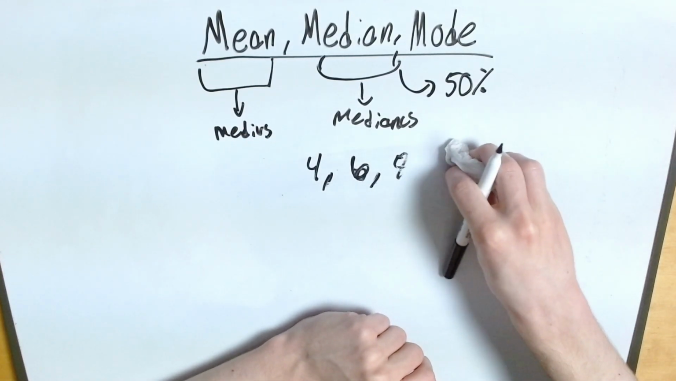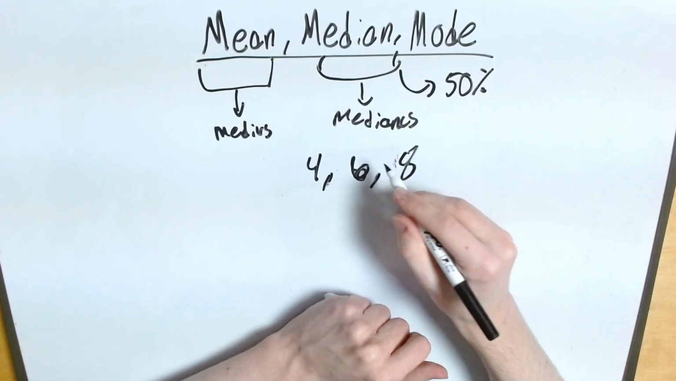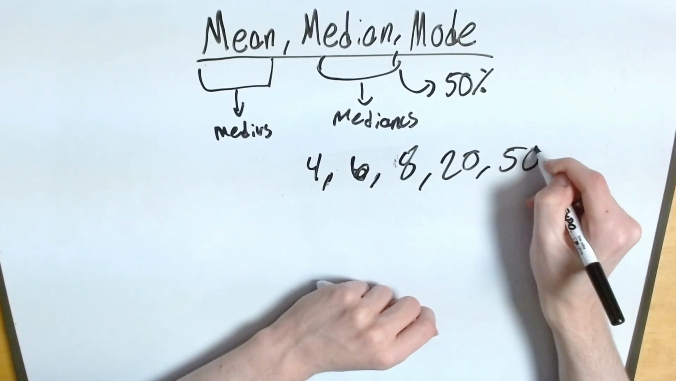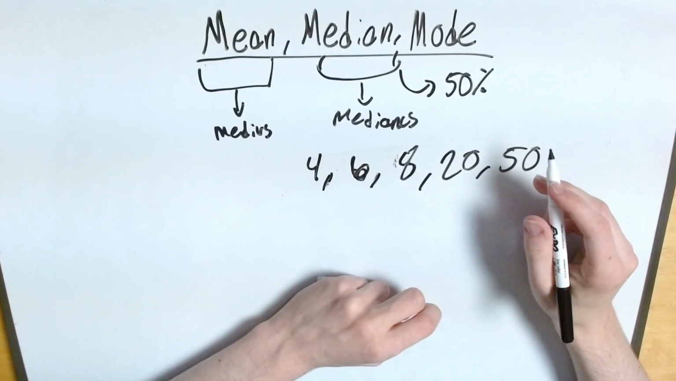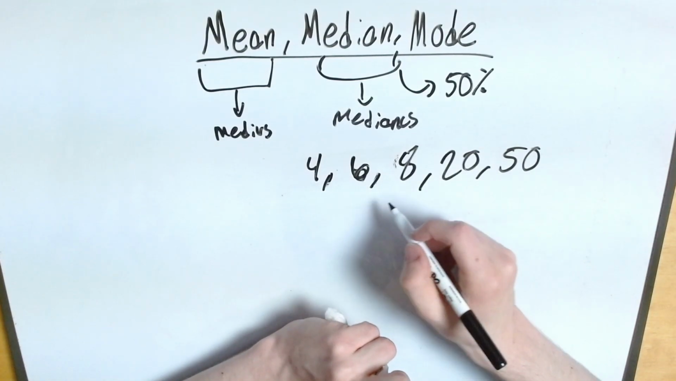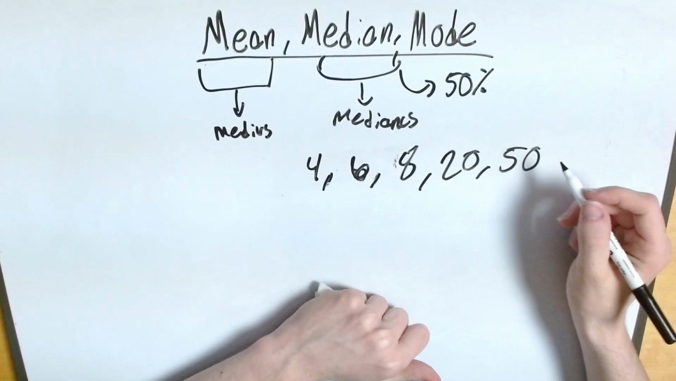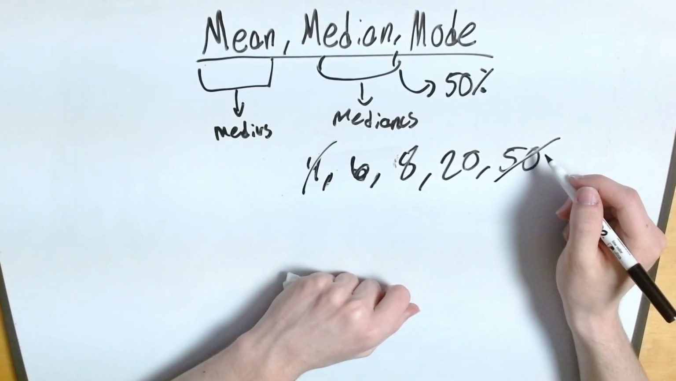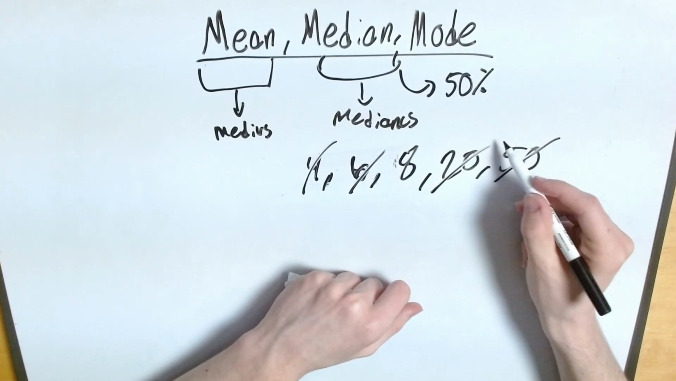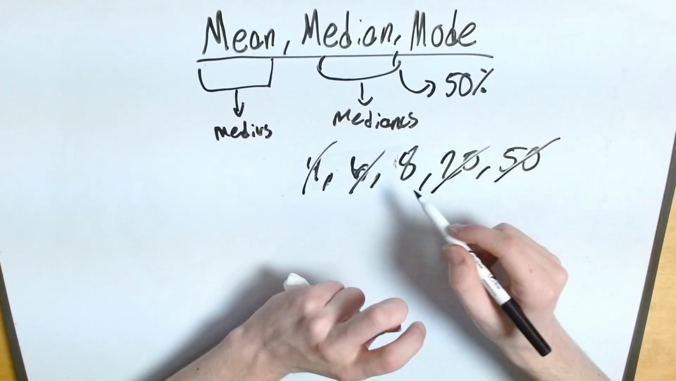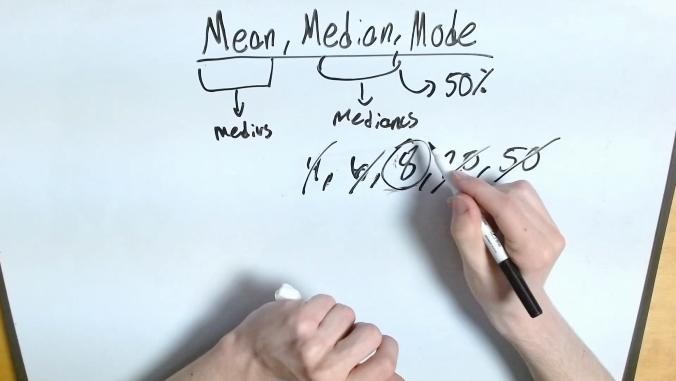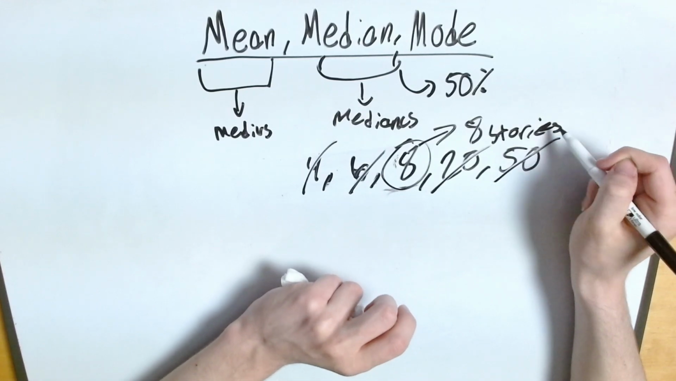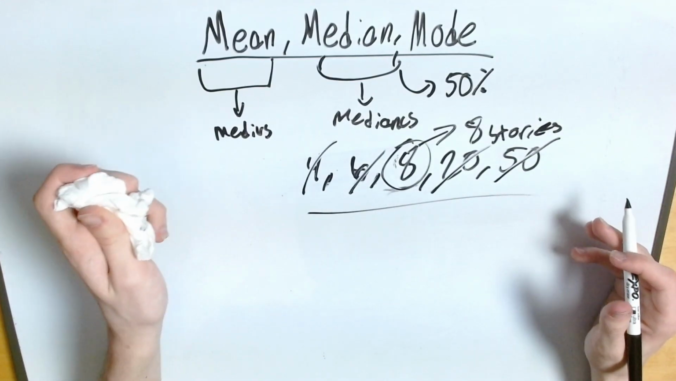So for example, let's say I'm still measuring stories, so I have a 4-story building, a 6-story building, an 8-story building, a 20-story building, and my 50-story building, right? If I were finding the median of this data, I would want to find the number that's in the middle of all this data, and I would do this by getting rid of my lowest data point, then my highest data point, then my next lowest data point, and my next highest data point, until I'm left with a single data point. In this case, 8. That means 8 stories is the median height of a building. And honestly, looking at my data set, that seems pretty realistic.